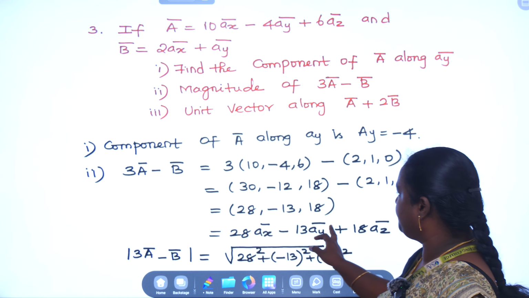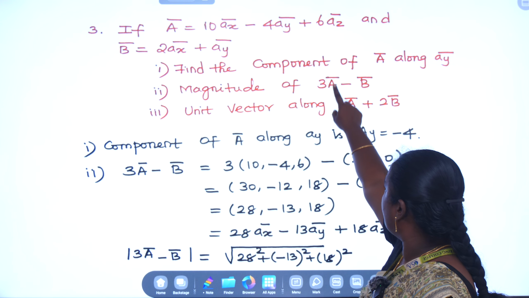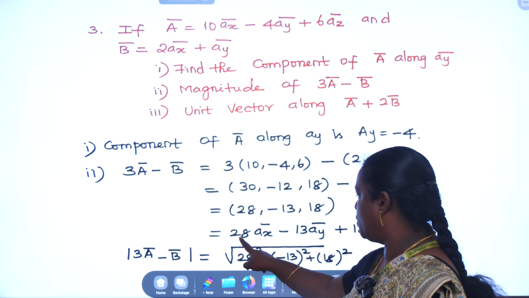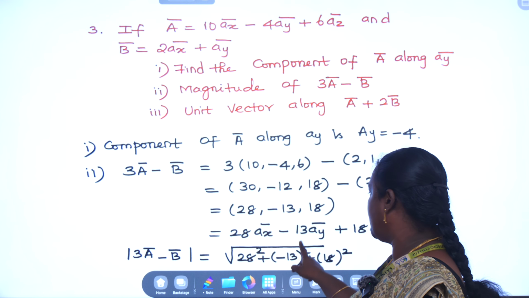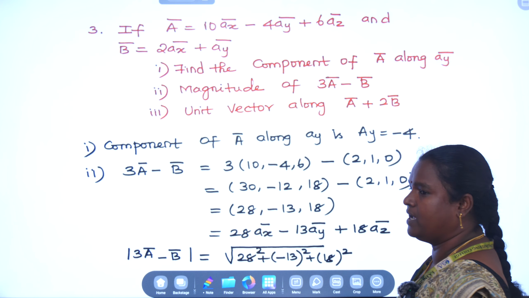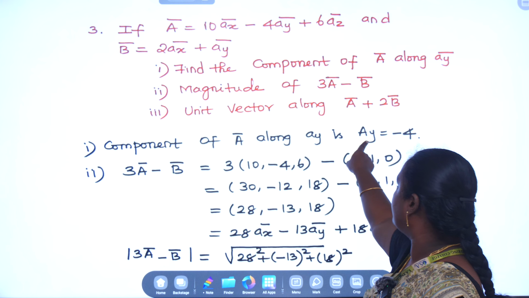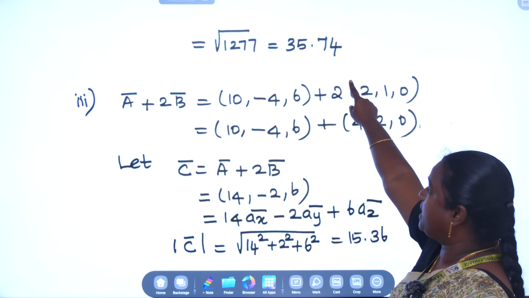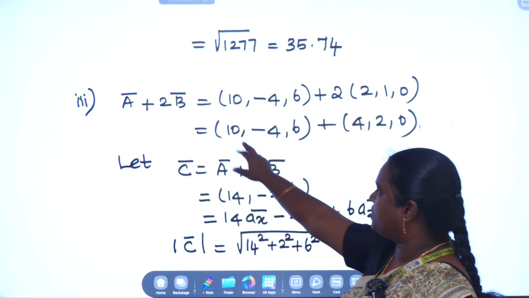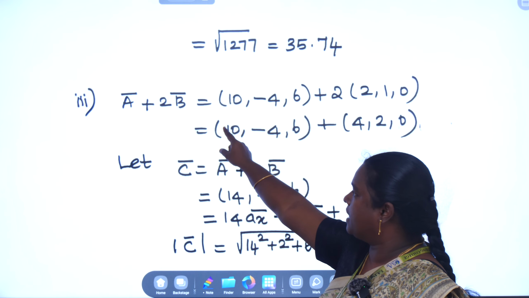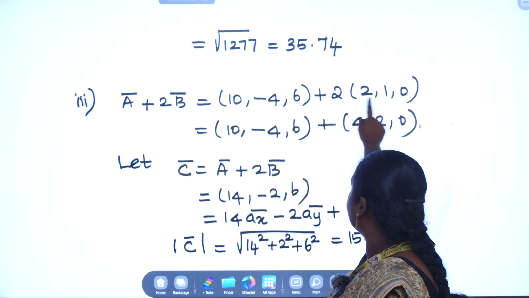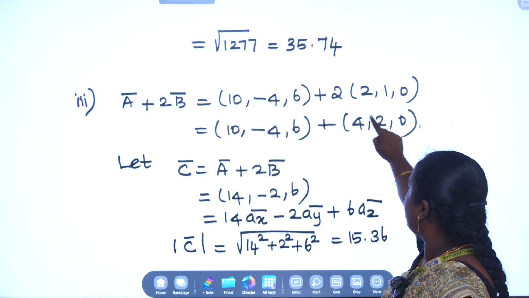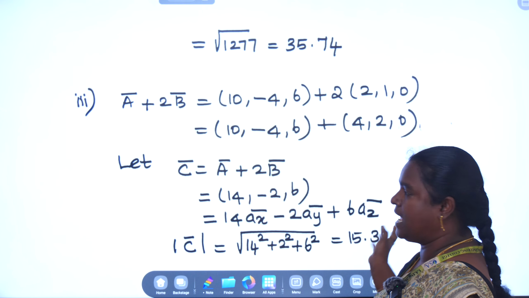So next we will find the magnitude of 3A minus B vector. Taking the square root of 28 square plus minus 13 square plus 18 square, we get the magnitude of 3A vector minus B vector, which is nothing but 35.74. And the last question is A vector plus 2B vector. So multiply 2 with B vector. Multiplying 2 with B vector is 2 into 2, 4, 2 into 1, 2, and 2 into 0, 0.